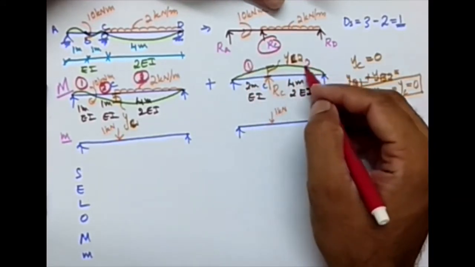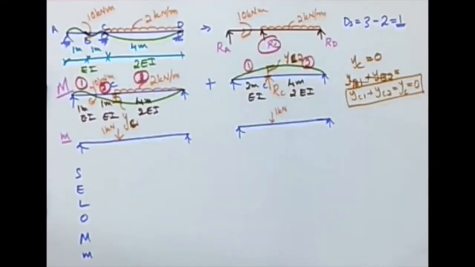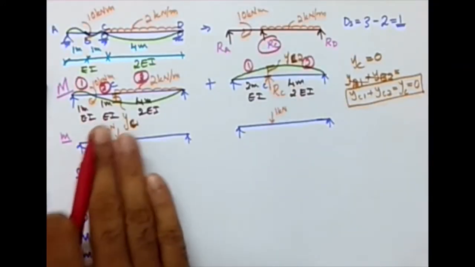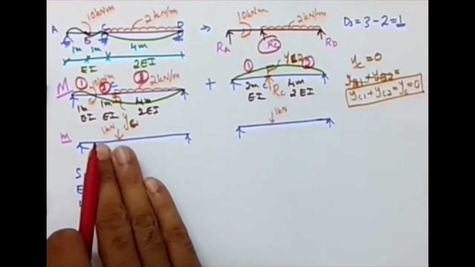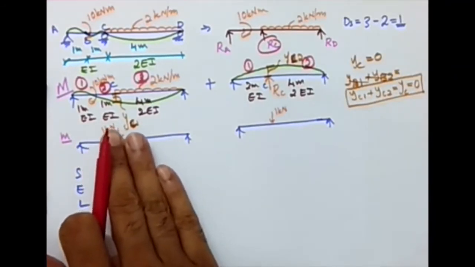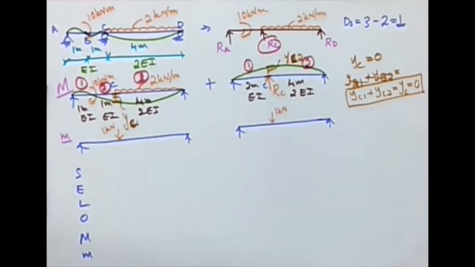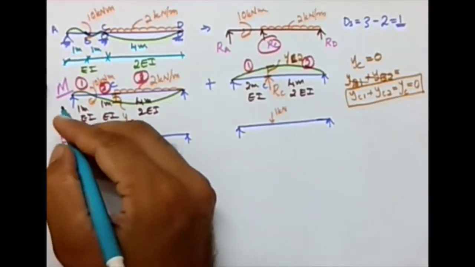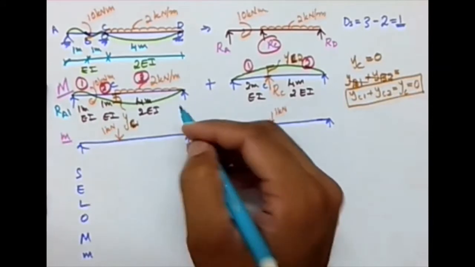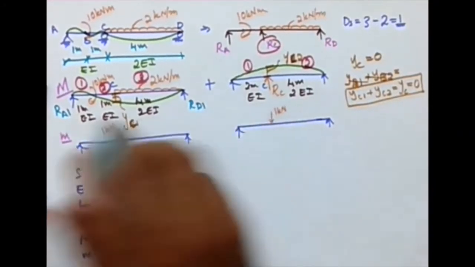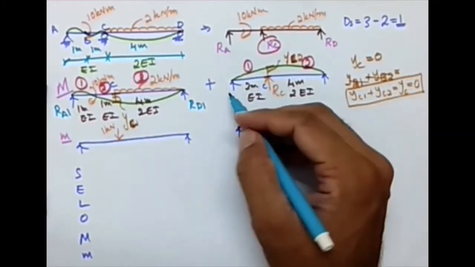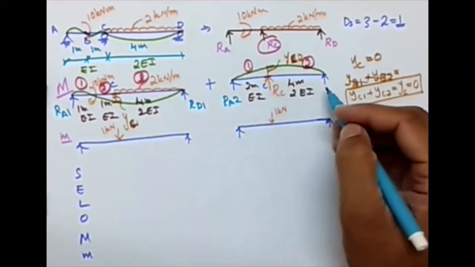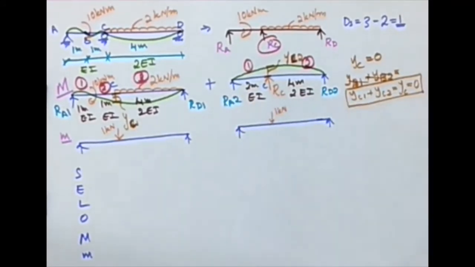Okay, and let this be segment 2. So there is no compulsion that you should have the same segments for the YC1 calculation, that is substructure 1 and substructure 2. You can have different segment divisions, no problem at all. Now, this is figure 1, so I'm calling this RA1 and RD1, the reactions. Figure 2, this is RA2 and RD2.